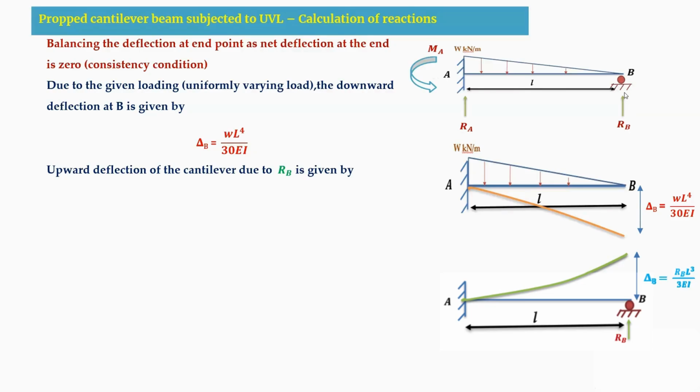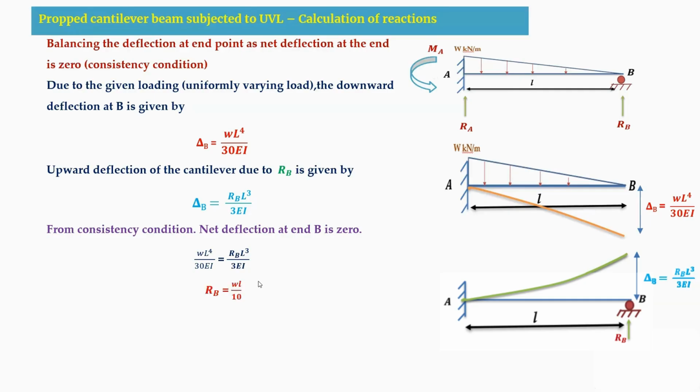As no external settlement has occurred in this support, I am considering the net deflection to be 0. Now we are equating this downward deflection to the upward deflection, that is the consistency condition. Net means by adding these two, you are going to get 0. As they are in opposite sign convention, I am equating. Now by solving this, I am getting RB as WL by 10.